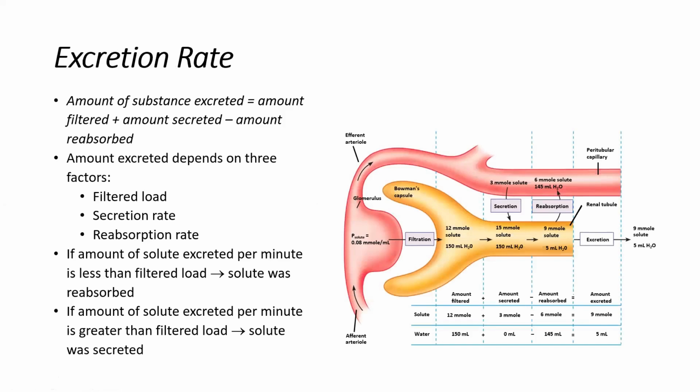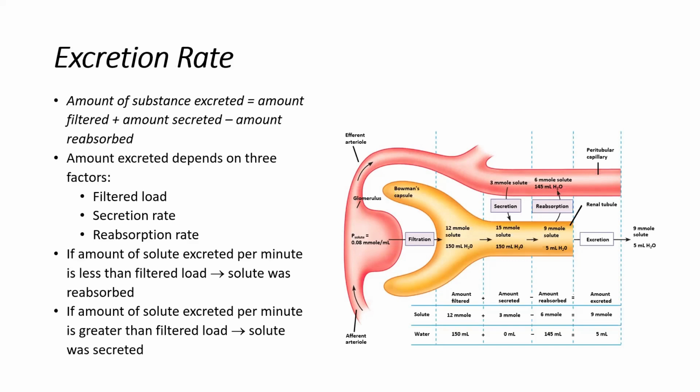Okay. Now, the excretion rate is essentially how much of our filtered substances we can add, how much of those substances is secreted, and then we subtract how much is reabsorbed. So whatever we excrete is really what's left after we have subtracted things that were reabsorbed and added things that were secreted. And so that is our rate of excretion.